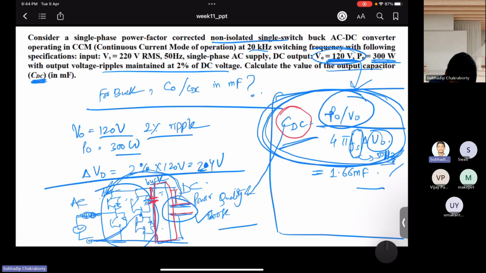So this is CDC, right? The DC link voltage capacitor. Just as the previous problems we did. For that, output voltage is also this DC link voltage. Please understand clearly. DC link output, okay?